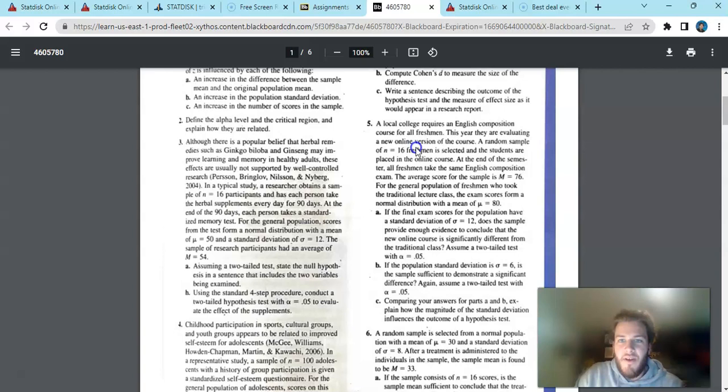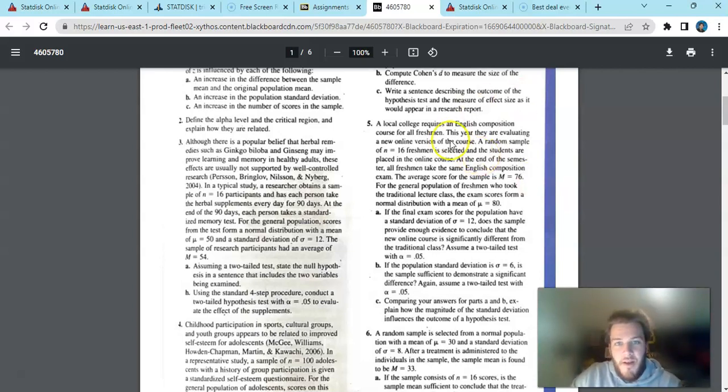A local college requires an English composition course for all freshmen. This year they are evaluating a new online version of the course. A random sample of n equals 16 freshmen is selected and all of the students are placed in the online course. At the end of the semester, all freshmen take the same English composition exam. The average score of the sample is M equals 76. For the general population of freshmen who took the traditional lecture class, the exam scores form a normal distribution with a mean of mu equals 80.